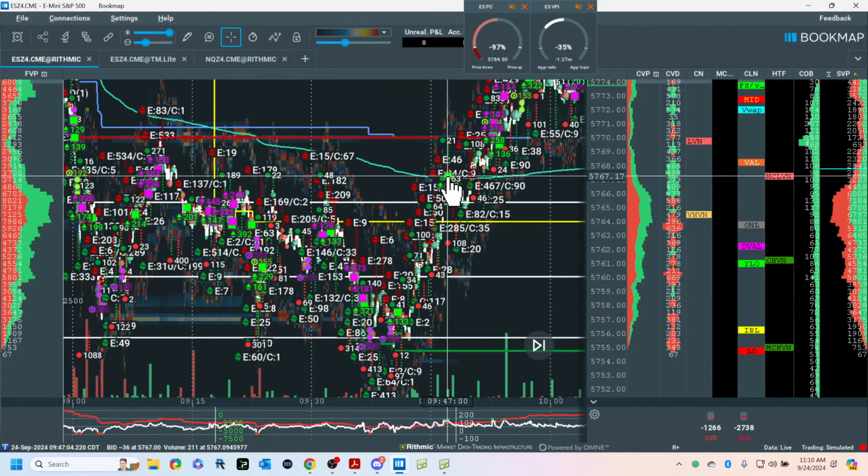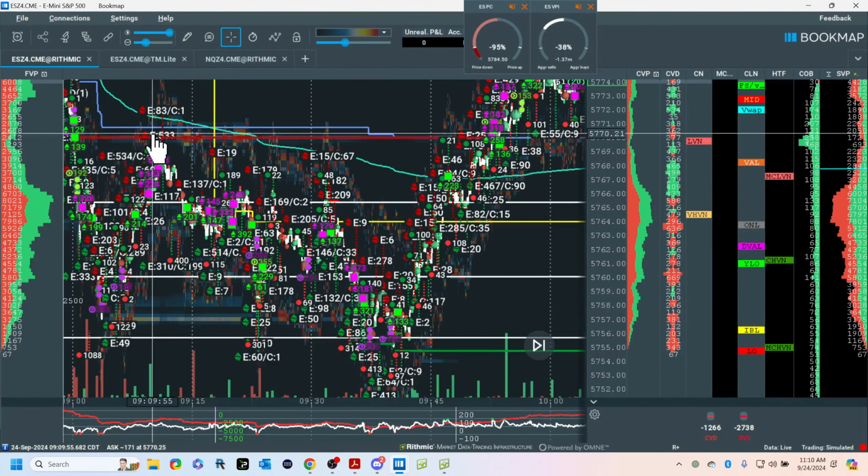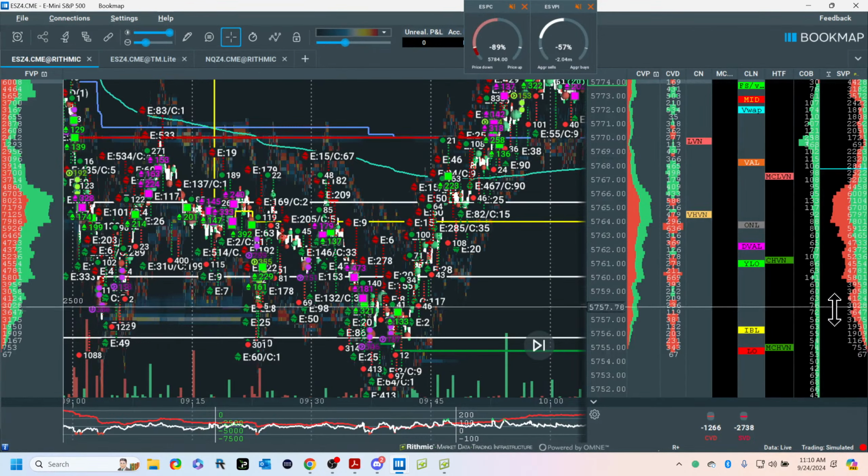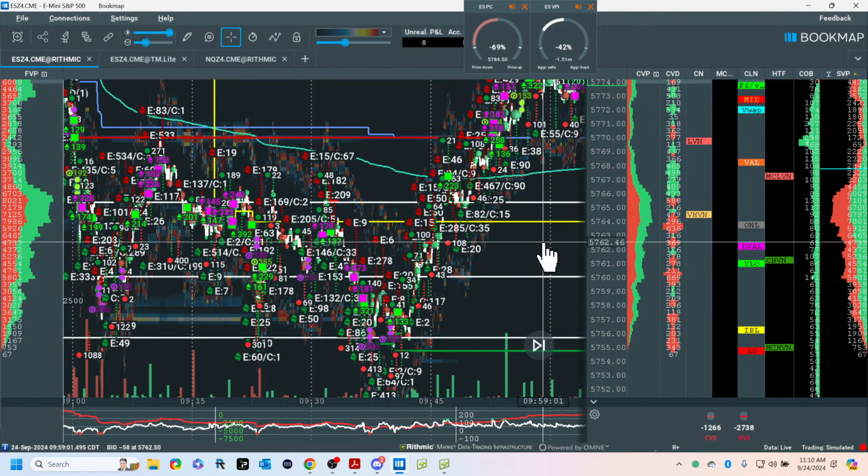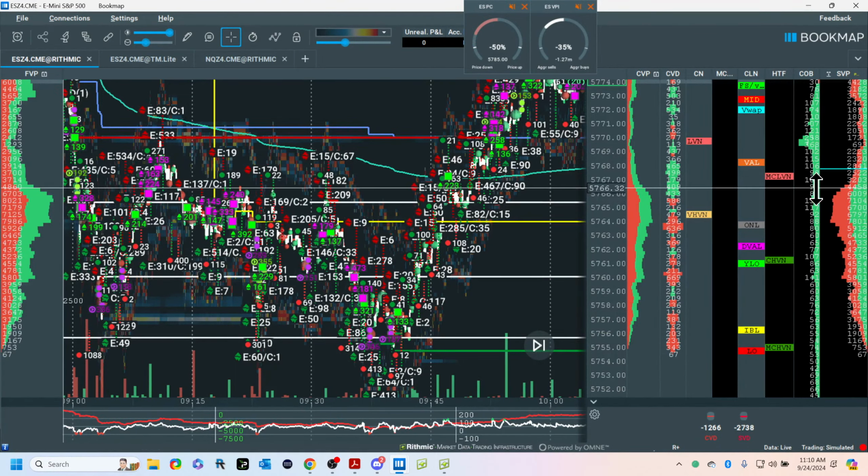I come to my VWAP, but what do I have here? Stops and an outside edge of a distribution. Remember what a distribution is. Too high, too low, too high, too low, retail. If my stops are out here, I cannot get short.